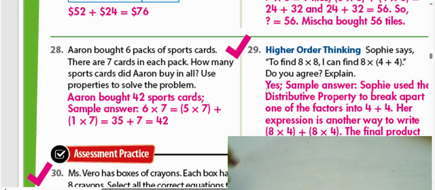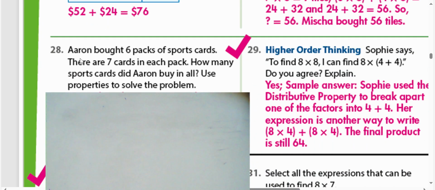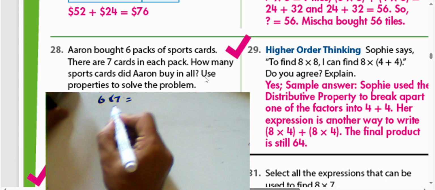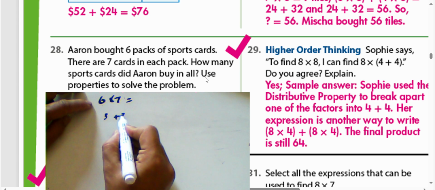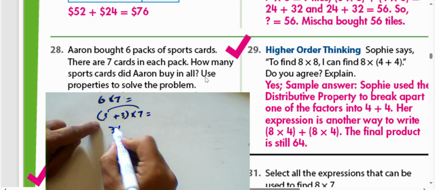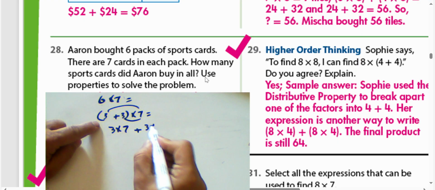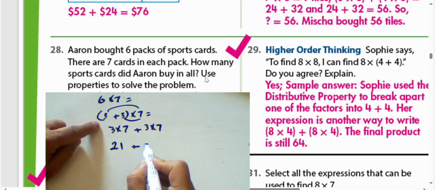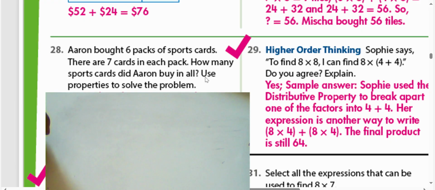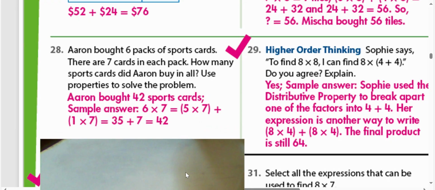Next question. Look here. Aaron bought 6 packs of sports cards. There are 7 cards in each pack. How many sports cards does Aaron have in all? We can multiply 6 by 7 using the distributive property. 6 times 7: we know 6 equals 3 plus 3. 3 times 7 equals 21, and 3 times 7 is 21. Then the result will be 42. Okay, using the distributive property here.